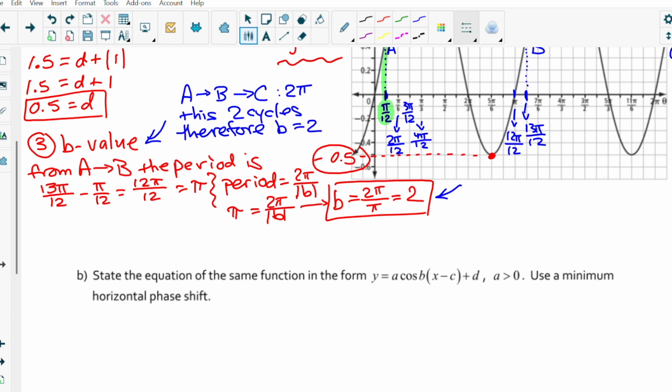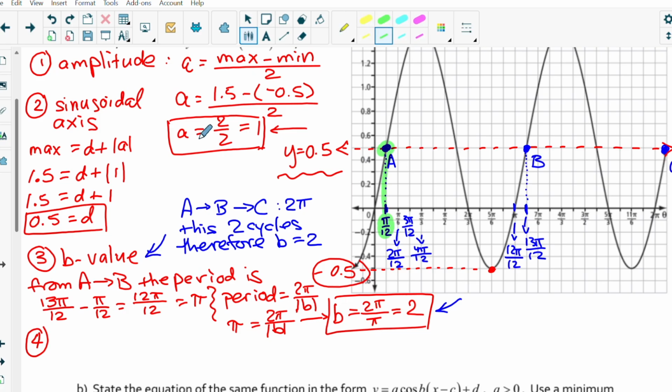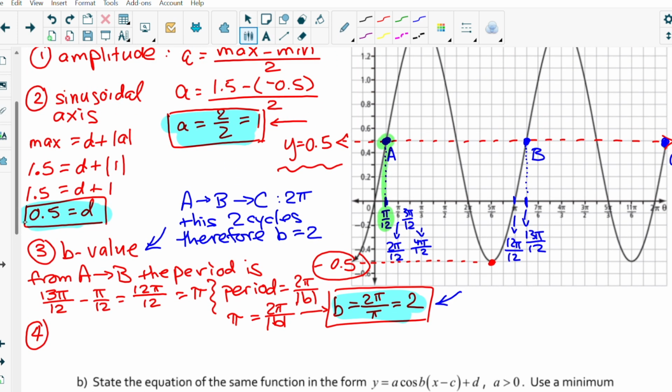Okay, number 4. Last part, right? I have my a value. I have my b value. I have my d value. What are we missing, folks? I'm missing my c value, my horizontal phase shift. Okay, so let's take a look at horizontal phase shift. Number 4.